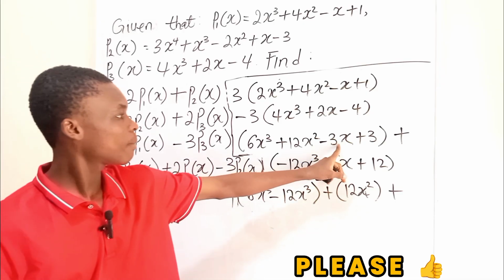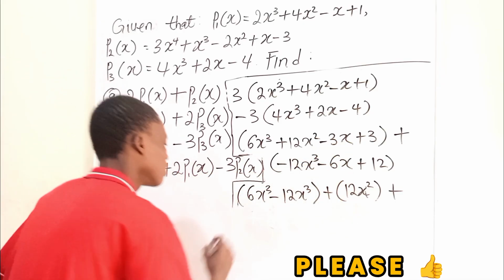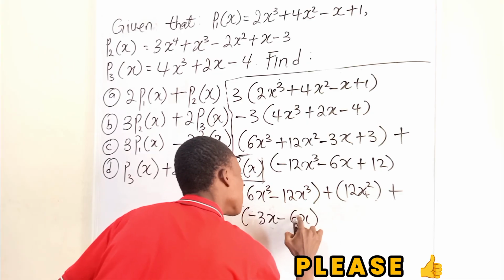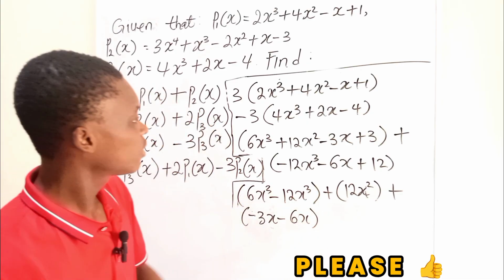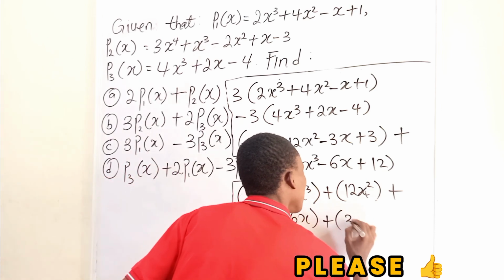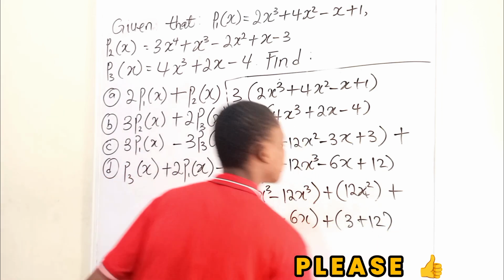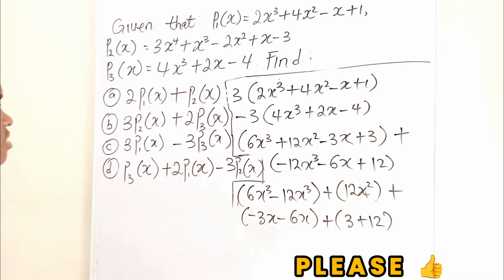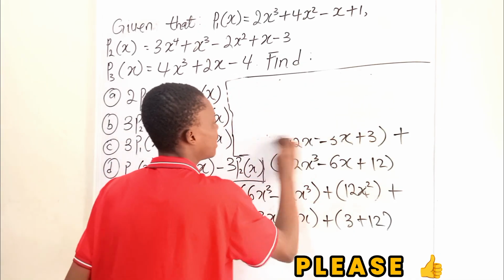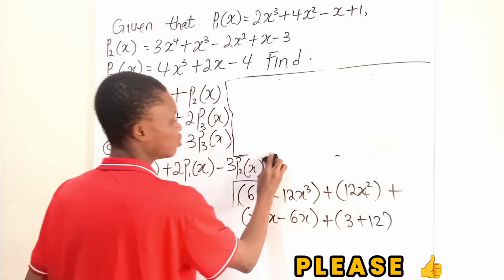we have minus 3x minus 6x. So this is minus 3x minus 6x. What next? 3 and 12. So this is plus 3 plus 12. All right, let's simplify. So we can get our final solution. All right.